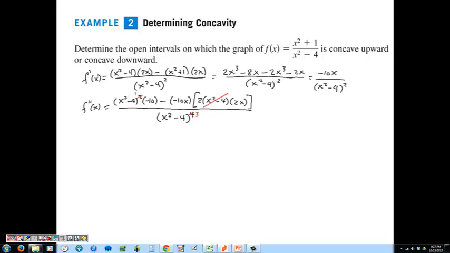Okay, now I'm going to simplify. So this is going to distribute that, negative 10x squared plus 40. And then this is minus minus, that's positive 10x times 4x, which is going to be plus 40x squared, all over x squared minus 4 to the 3rd.